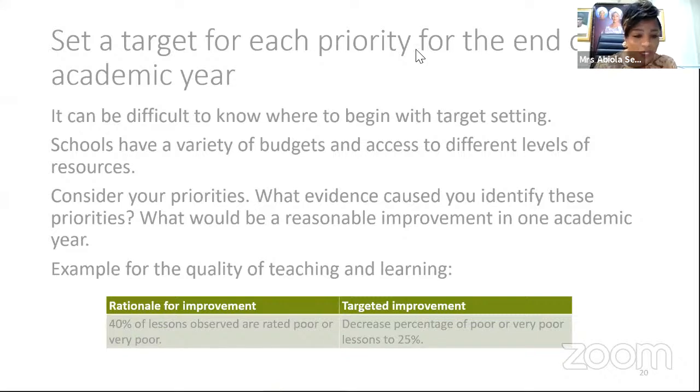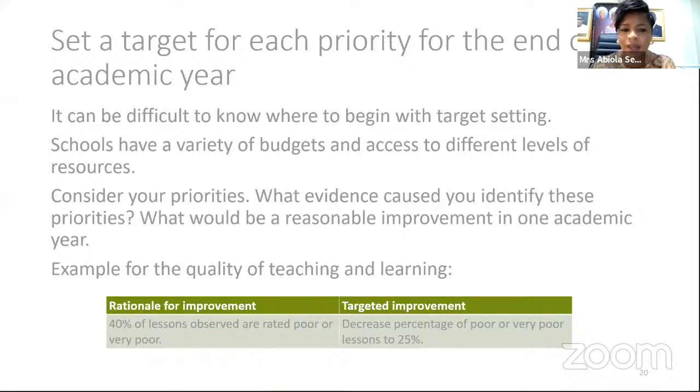So an example for the teaching and learning, for instance, is the rationale for improvement. Why is improvement needed? Particularly because 40% of the lessons observed are rated poor or very poor. So how are we going to target the improvement, or how are we going to create a standard to target the improvement? We'll say we're going to decrease the percentage of poor or very poor lessons to 25%.